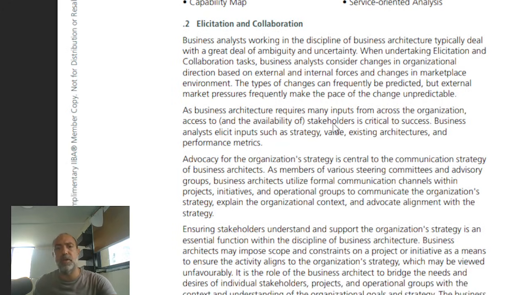Elicitation and collaboration. Business analysts working in the discipline of business architecture typically deal with a great deal of ambiguity and uncertainty when undertaking elicitation and collaboration tasks. Business analysts consider changes in organizational direction based on internal and external forces and changes in marketplace environment. The types of changes can frequently be predicted, but external market pressures frequently make the pace of the change unpredictable.